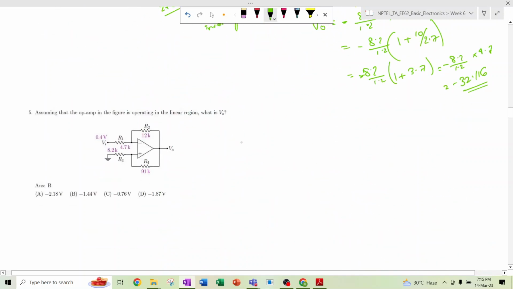Okay. Moving forward to the next question. Assuming that the op amp in the figure is operating in the linear region, what is VO? I have already told you that you must first see which feedback is there in the amplifier, right? Here there is a path between the output terminal and the inverting terminal, and also another path from the output terminal to the non-inverting terminal. So we are not sure whether this op amp is in negative feedback or in positive feedback.